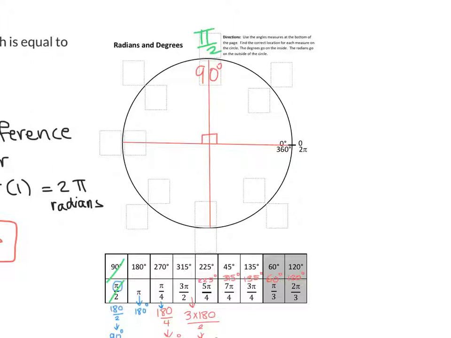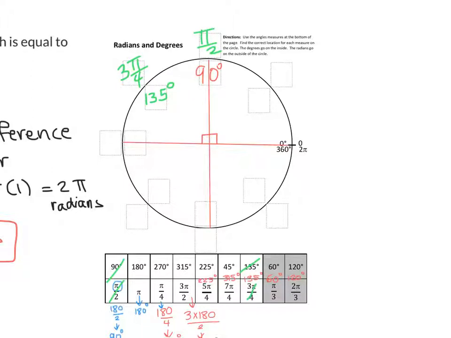Okay, I'm going to do another one with you. This looks like, if I use a protractor to measure it, so like right here, this looks like 135 degrees. So I can use that angle. So 135, I'm going to put the degrees on the inside, and that's equal to 3 pi over 4, and that will go on the outside.